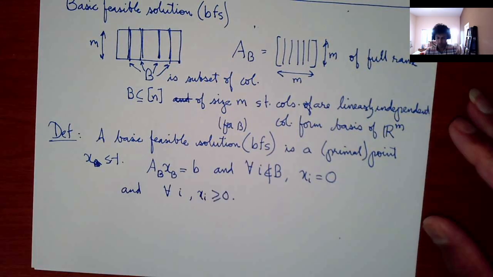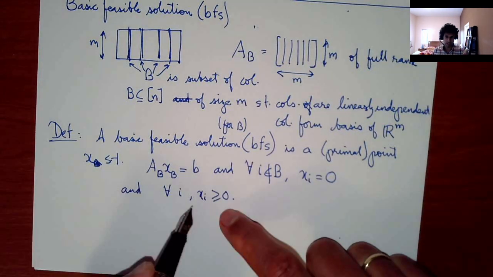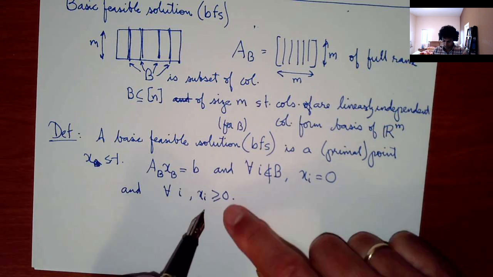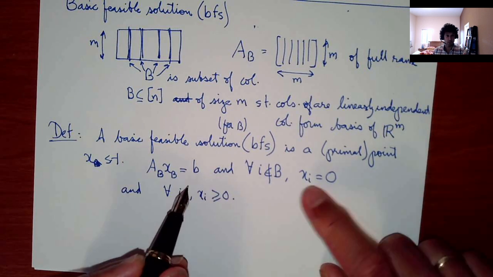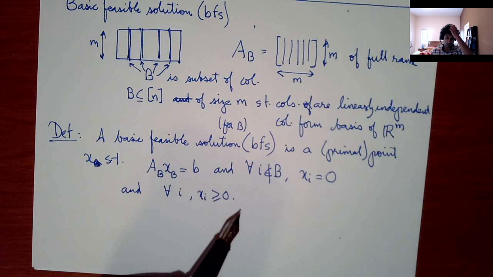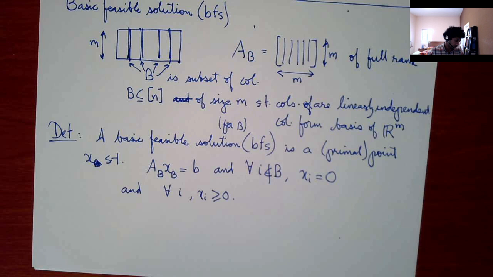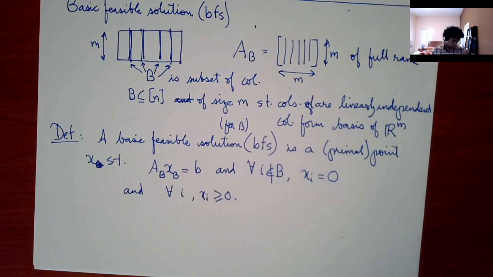So a basic feasible solution is essentially a point that satisfies the LP, right? Because Ax is equal to b, because you set everything outside B to be 0. The only possible non-zero coordinates correspond to the basis, and all the xi's are greater than or equal to 0. Any questions about a basic feasible solution? Geometrically, what is going on? Anyone have any intuitions or thoughts?